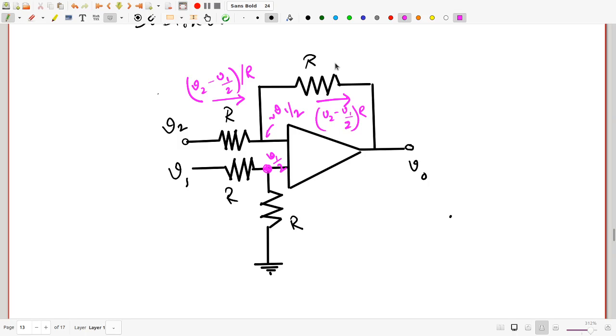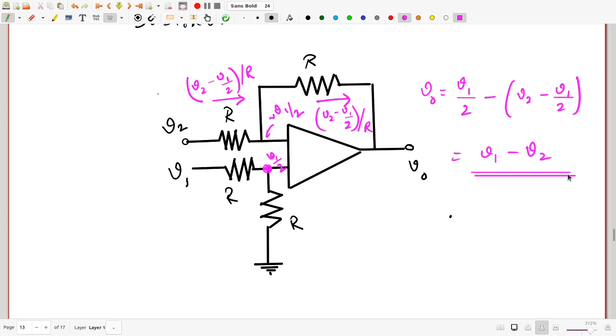So since this resistor also has a value of R, you have to multiply the current V2 minus V1 by 2 by R times R to get the drop across this. So the output voltage VO is going to be the voltage at the left end V1 by 2 minus the drop, and that's simply going to come out to be V1 minus V2. So that's where the name subtractor comes from. The output comes out to be equal to the difference between the two inputs. In fact, it happens to be exactly V1, this input, minus V2.